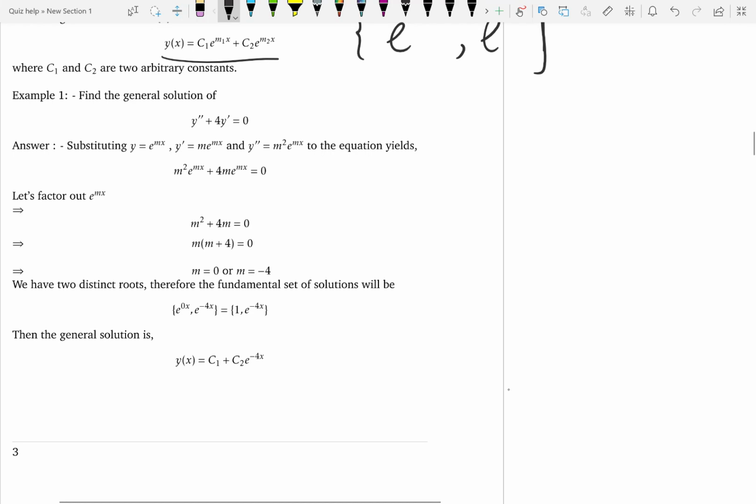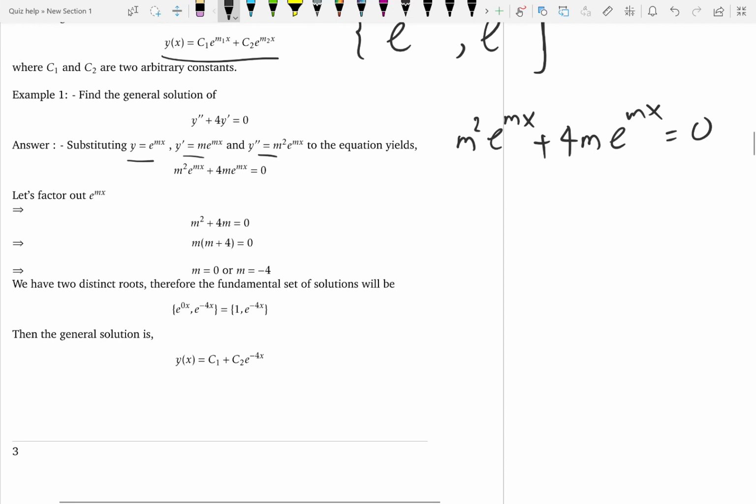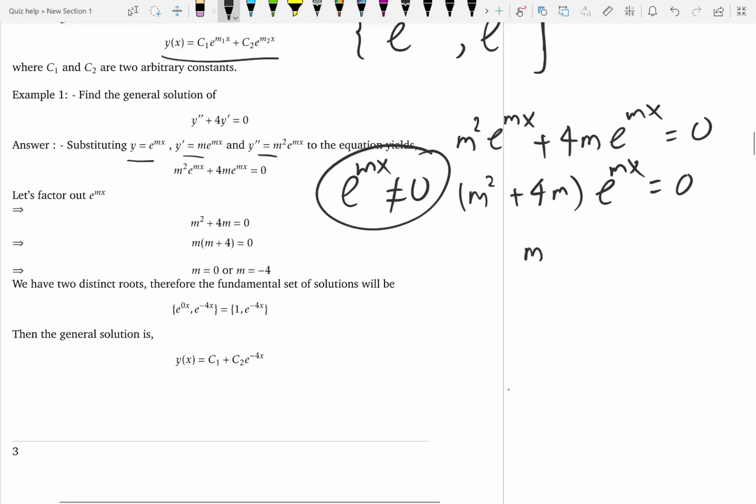So we assume y is equal to e to the mx. We saw these things, and let's substitute them. So y double prime will be m squared e to the mx, plus 4 times y prime, which is m e to the mx. This should be equal to 0. Now we factorize e to the mx out because that's common. So (m squared plus 4m) e to the mx equals 0. And we know e to the mx is never 0. So m squared plus 4m has to be 0.